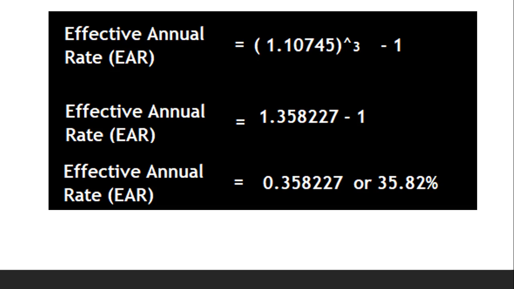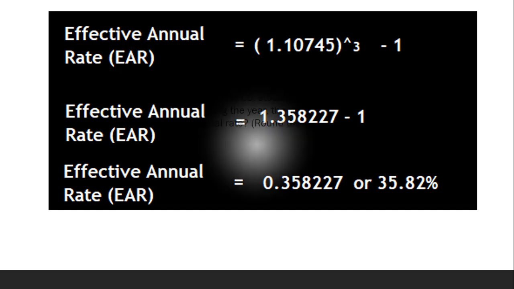Again, that's not the final answer. This is a rate, so convert it into a percentage. How do you do that? 0.35827 is just a number; multiply it by 100, and then you are able to convert that into a percentage. The question gave you very specific instructions to round your answer to 2 decimal points. So if you answer it as 36% or 35.8%, it's going to be wrong. Hence, the answer has to be 35.82%. That's your effective annual rate.